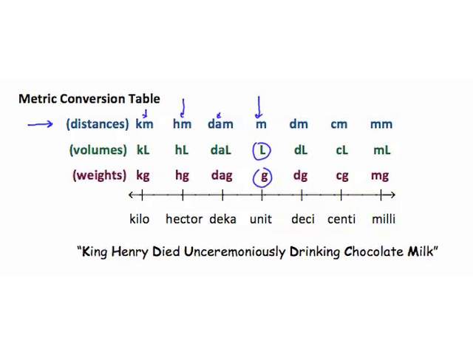So for example, if I was converting grams to kilograms, so I'm starting here at grams, and I want to go over here to kilograms, that is 1, 2, 3 places to the left on this metric conversion chart. So in our number, all we would have to do is move that decimal point those same 3 places to the left. And again, a helpful saying to help you remember this metric conversion table is King Henry died unceremoniously drinking chocolate milk.